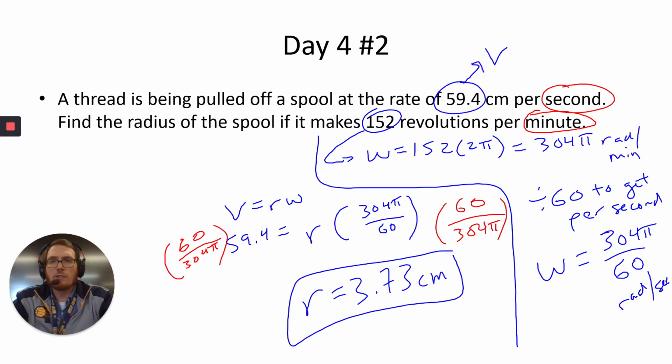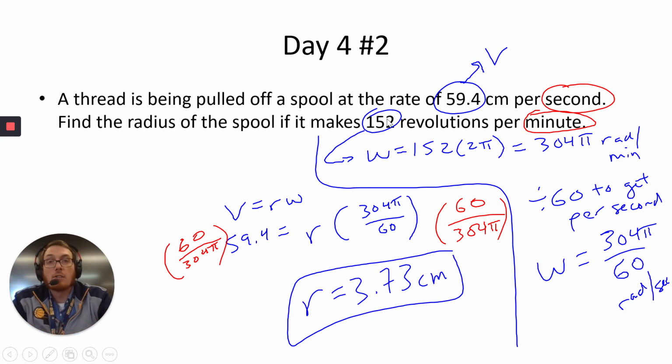The second question: thread being pulled off a spool at a rate of 59.4 centimeters per second. Remember, that's velocity, or linear speed. Find the radius if it makes so many revolutions per minute. Notice here that the one is per second, the other is per minute, so you've got to switch one of them. Doesn't matter which one you switch, but you've got to switch one of them to make sure that it matches up.